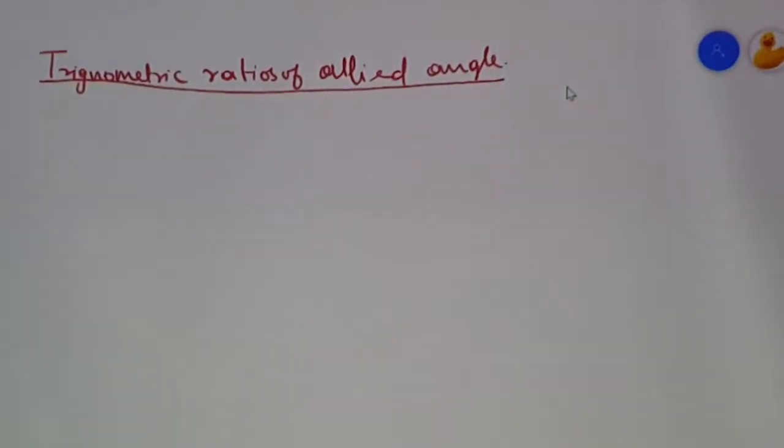Today in this video we are going to study about the trigonometric ratios of allied angle. You might have studied about the different trigonometrical ratios like sin 90 minus theta, sin 90 plus theta, or cos 90 minus theta, or cos 90 plus theta, like that. Regarding those ratios we are going to study today. We are going to study the formulas. What is the first formula that we have to state?